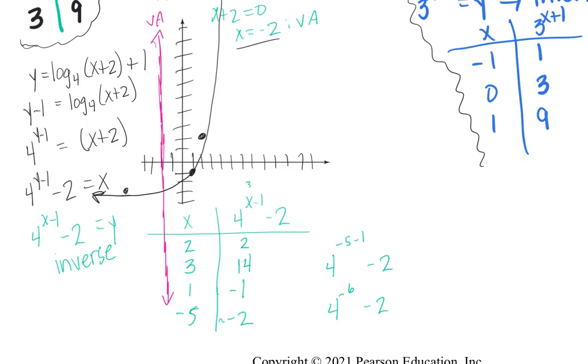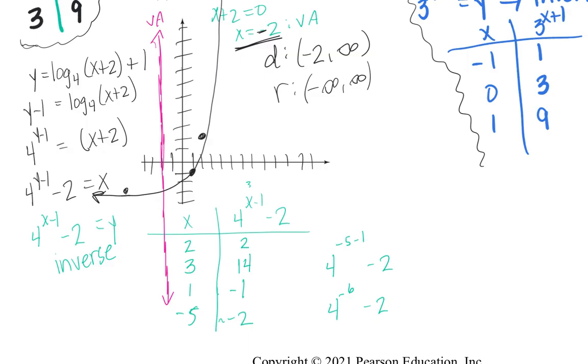So that is the inverse. Also, since your vertical asymptote is at negative 2, that means your domain is going to start at negative 2 and go to infinity. And your range is still going to be all real numbers.